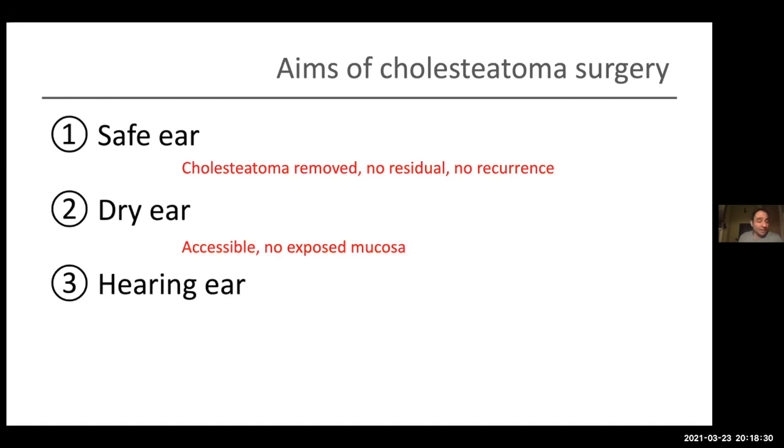And we want, ideally, a hearing ear. So to achieve a hearing ear, you need ossicular continuity. So you need something linking the tympanic membrane to the oval window. It doesn't have to be 3 ossicles. It can be anything that's linking the two. And you also need a ventilated middle ear. So that means air around the ossicles or the ossicular reconstruction that allows it to vibrate. So those are the aims of mastoid surgery. But we don't always achieve all of those. Particularly the hearing can be difficult.